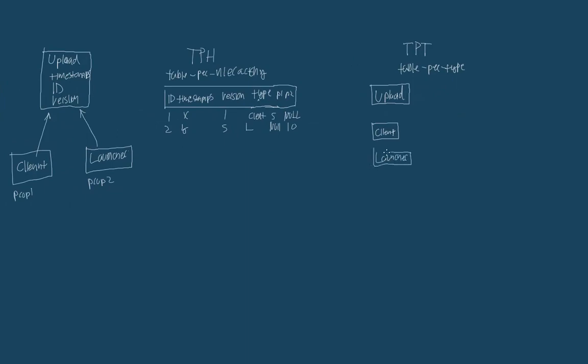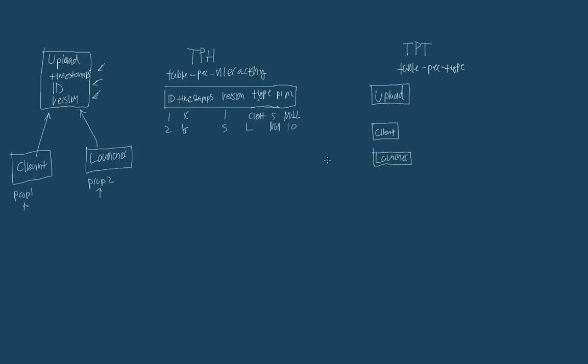Now, from a DBA perspective, if you're really wanting to go with a third normal form database, this is your best bet because we have no repetition and we have no nullable types. Everything is normalized into this form. What do I mean by that? Well, our upload table is going to have our timestamps, our ID, and our version. Our client table is going to have an ID and a prop1. And our launcher table is going to have an ID and a prop2. That ID will be used to relate these different objects together.